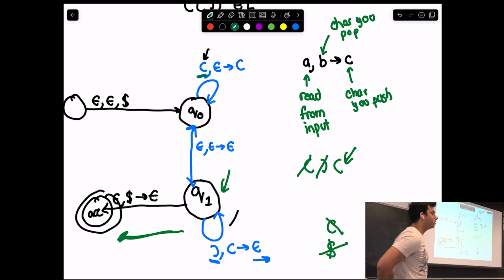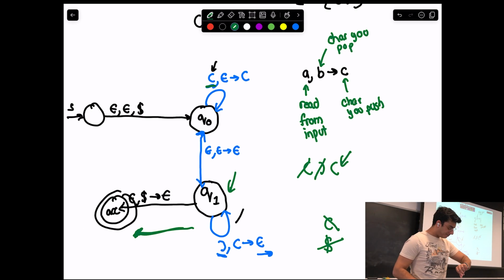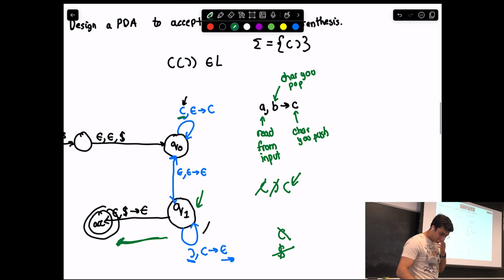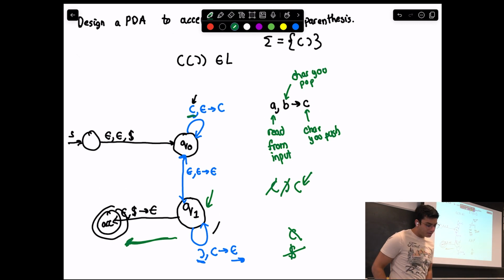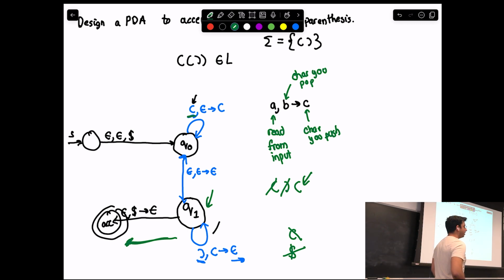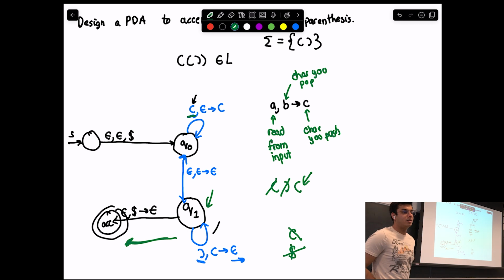Questions? Should we move on to fooling sets? Okay. Can't you collapse Q0 and Q1 into the same state? Can I collapse Q0 and Q1 into the same state? Probably, because there's an epsilon transition between them. Could you write the CFG for this?